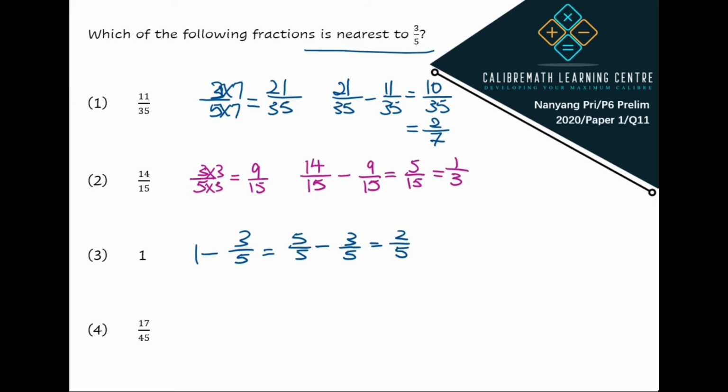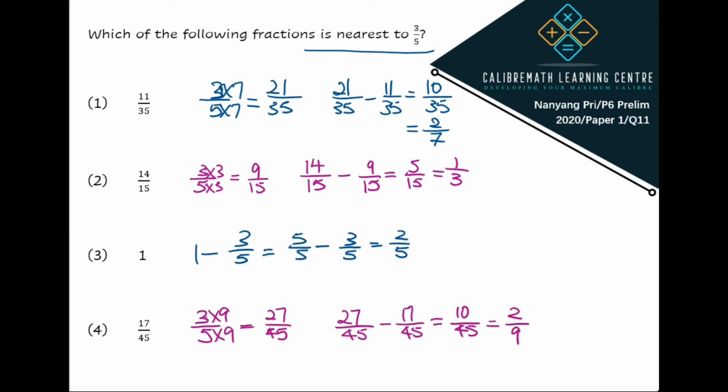Then for the last option, we have to make that denominator the same again. So you have to times 9, times 9, and you get 27 out of 45. So we can find that difference by using 27 out of 45 to take away 17 out of 45. That gives us 10 out of 45. If we express this in the simplest form, we'll get the answer to be 2 out of 9.